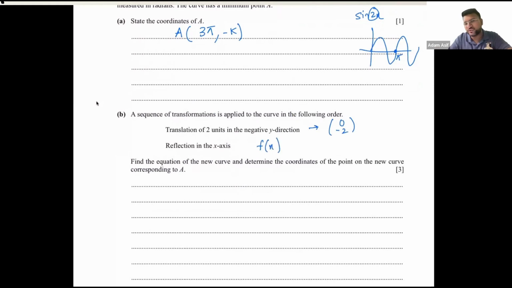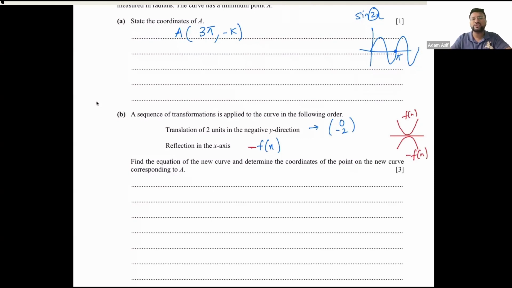Is it a vertical transformation, Rafi, or the horizontal transformation? It's a vertical transformation. If anything is reflected in the x-axis, it's a vertical transformation. अगर मैं इस curve को x-axis में reflect करूंगा, it's a vertical transformation. So if this is f of x, reflect होने के बाद ये हो जाएगा minus f of x. Okay. Now these are the two transformations.